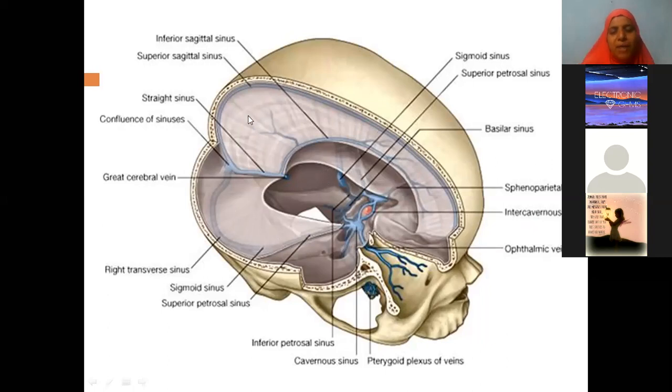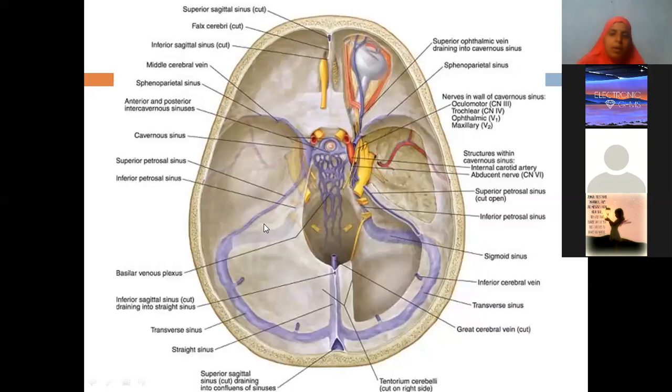Above the tent, we will have the occipital lobes of the cerebrum. Below the tent, we will have the cerebellum. So this is the right transverse sinus. The left transverse sinus view is obliterated because of the falx cerebri, but still some part of it you can see, and the continuation is the sigmoid sinus. The sigmoid sinus will finally open outside through the jugular foramen.